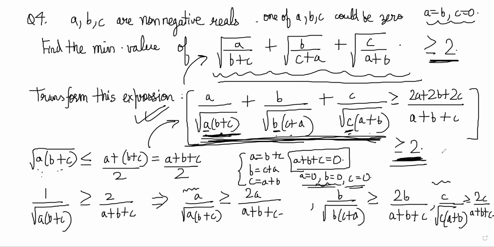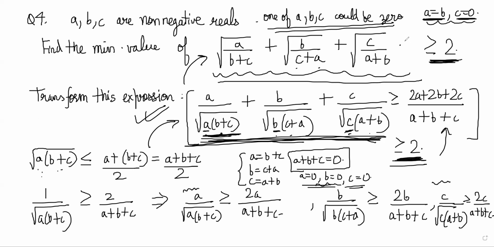So the minimum cannot be attained here, but actually the same minimum can be attained in the original expression, because the original expression allows one of A, B, C to be 0. Two of them I don't think can be 0. If C and A are 0, this becomes 0. Only one of A, B, C can possibly be 0. And in that case, if one of them is 0, the other two have to be equal, and then the minimum value of 2 is attainable, right? So that is the analysis for this question.